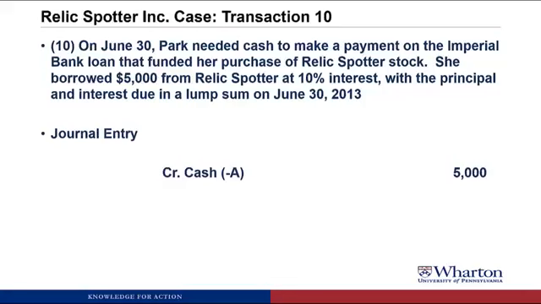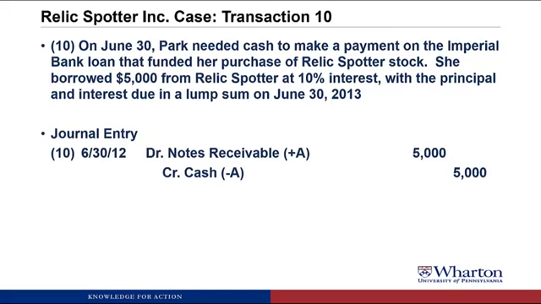So what is Relic Spotter getting for this cash? What's the debit? Well, essentially they're making a loan. That loan is going to be an asset because they're entitled to receive $5,000 of cash back from Rebecca Park at some point in the future. Since it's an asset, we want to debit the asset to increase it. We're going to call it notes receivable and debit notes receivable for $5,000.